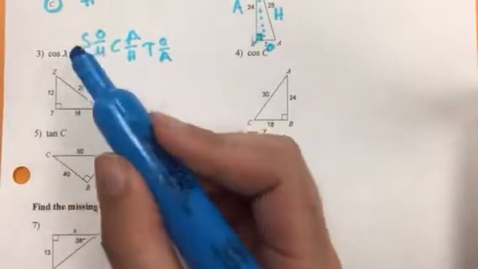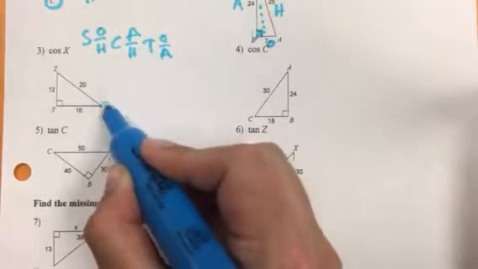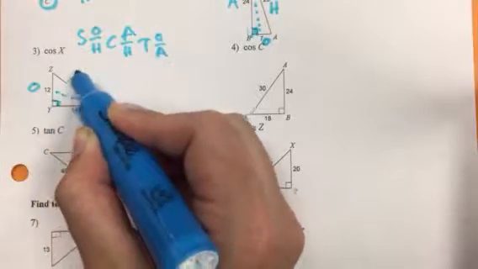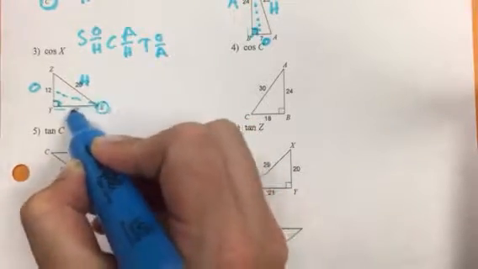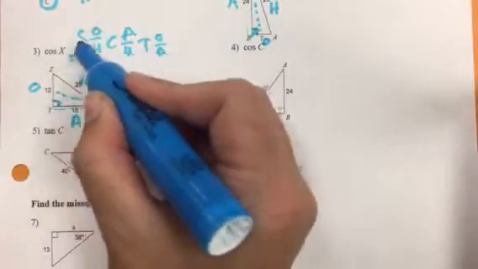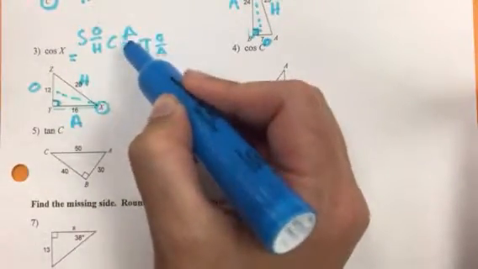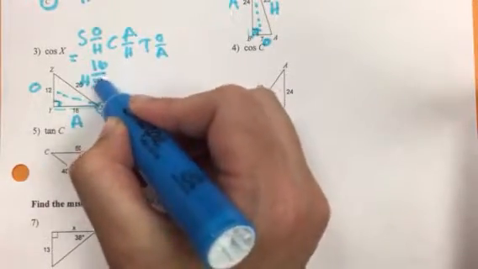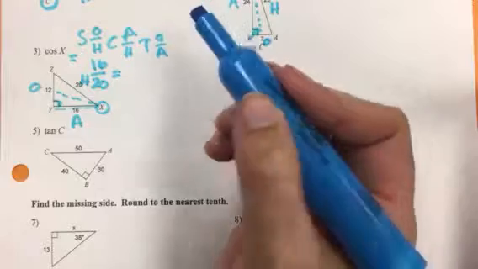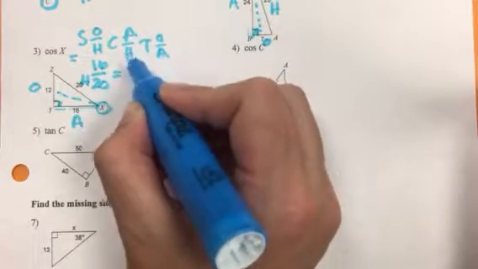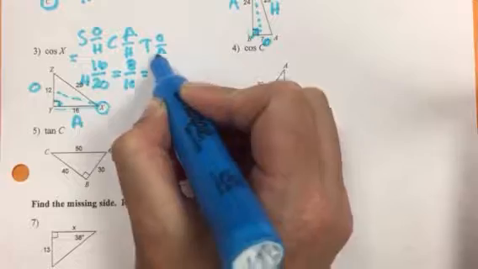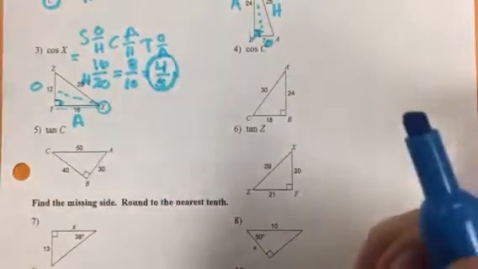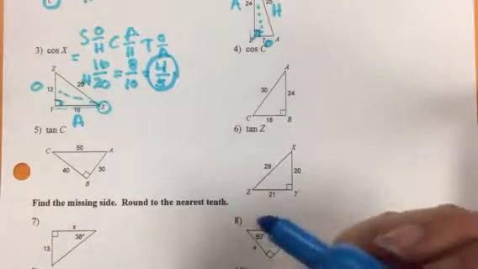For cosine of x, I go to angle x, I label the opposite, the hypotenuse, and the adjacent. Because it's cosine this time, I need A over H, 16 over 20. 16 over 20 reduces to 8 over 10, and that reduces to 4 over 5. You can't reduce it anymore. 4 over 5 is your reduced ratio.